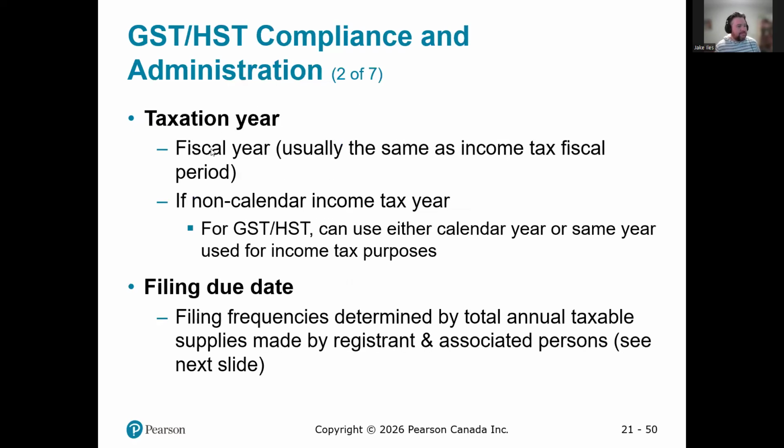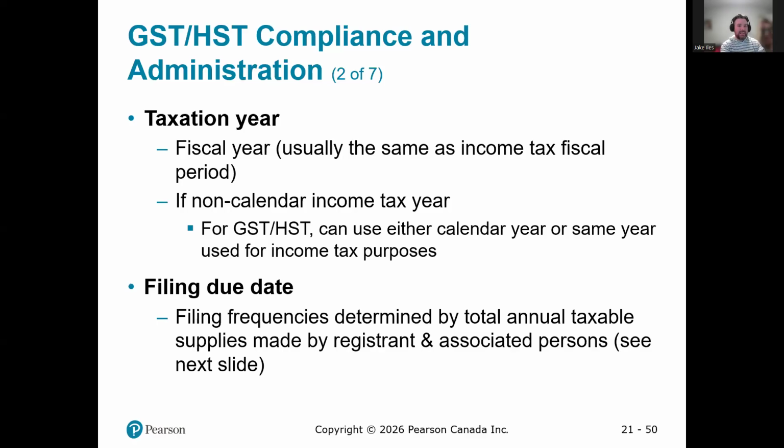Taxation year. The fiscal year is usually the same as the income tax fiscal year. If it's a non-calendar income tax year, for sales tax you can use either the calendar year or the same year used for income tax purposes. So corporations especially might not use a calendar year for their fiscal year. They might have a year end of say October 31st. So it's possible that their sales tax quarters go from January to March, April to June, July to September, but their fiscal quarters are slightly off from that schedule.